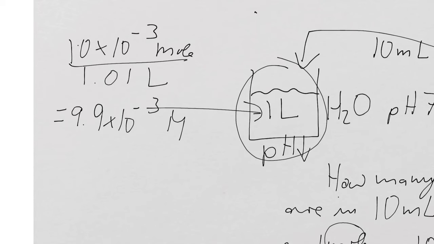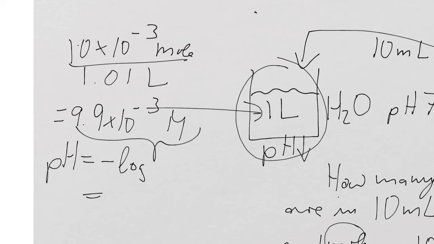Can we do the pH now? pH equals minus log of this. Minus log of this, and that gives us roughly 2. Is that right? 2?